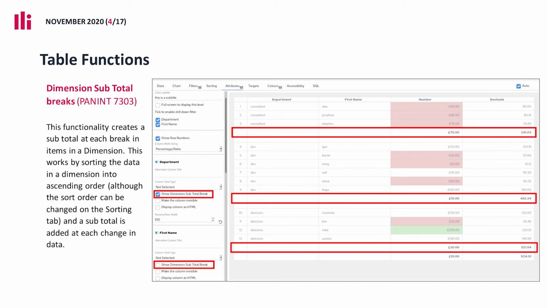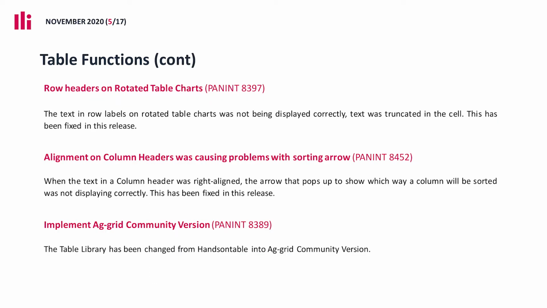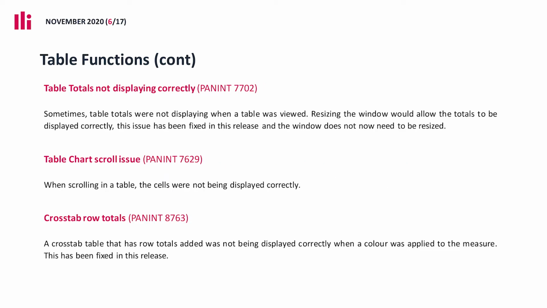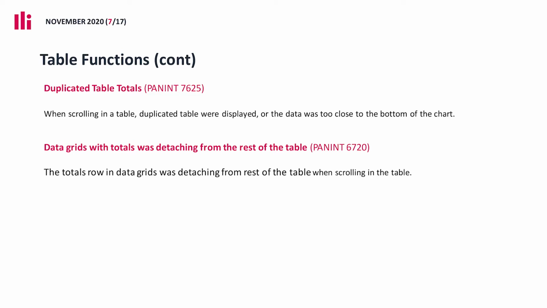This functionality creates a subtotal at each break in items in a dimension. This works by sorting the data in a dimension into ascending order and then adding a subtotal at each change in data. There has been a number of changes with regards to table functionality. I'll pass over to Adil now, who will cover these in a demonstration.